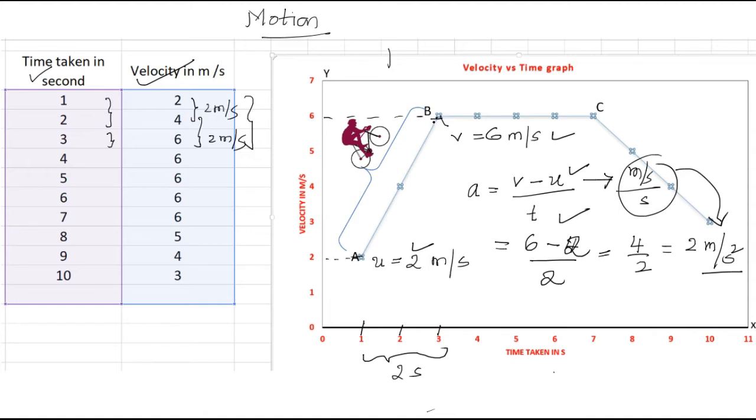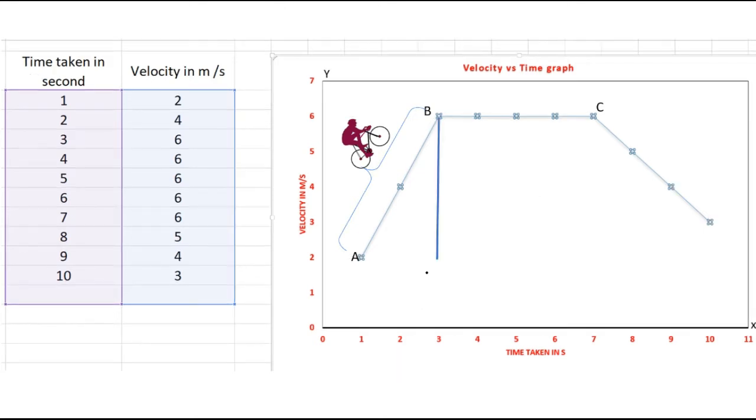Now let us draw a triangle here as shown, and let us name this point as E. Now we have a construction of a triangle where the diagonal represents the motion of this bicycle in this velocity time graph. We'll extend this here and give a letter F here.